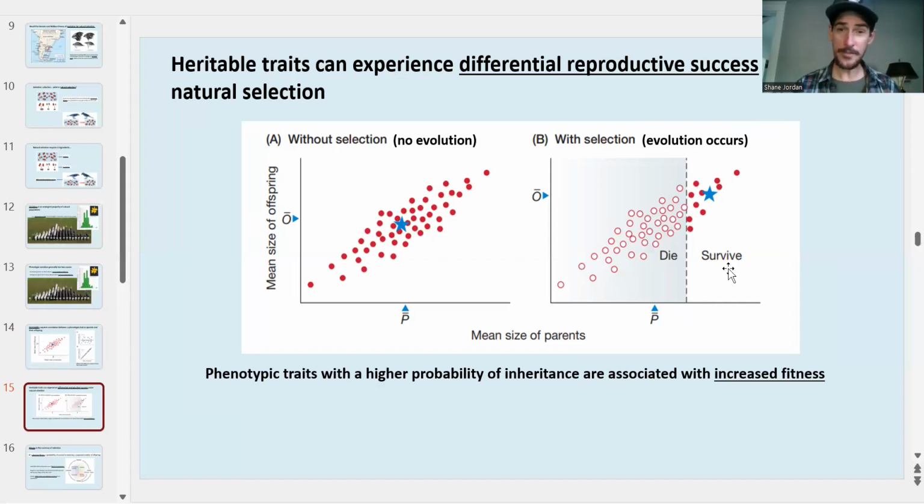Individuals with the larger trait value, the larger size in this example, had a higher chance of reproducing compared to those with the smaller size. And those traits were being passed on to the next generation because they're heritable, but they're being passed on at disproportionate frequencies because of differential reproductive success. And so in essence, phenotypic traits associated with a higher probability of inheritance are the ones that are going to be associated with something we call increased fitness, because they have a higher chance of being passed from a parental generation to an offspring generation, or a second generation, if you will.